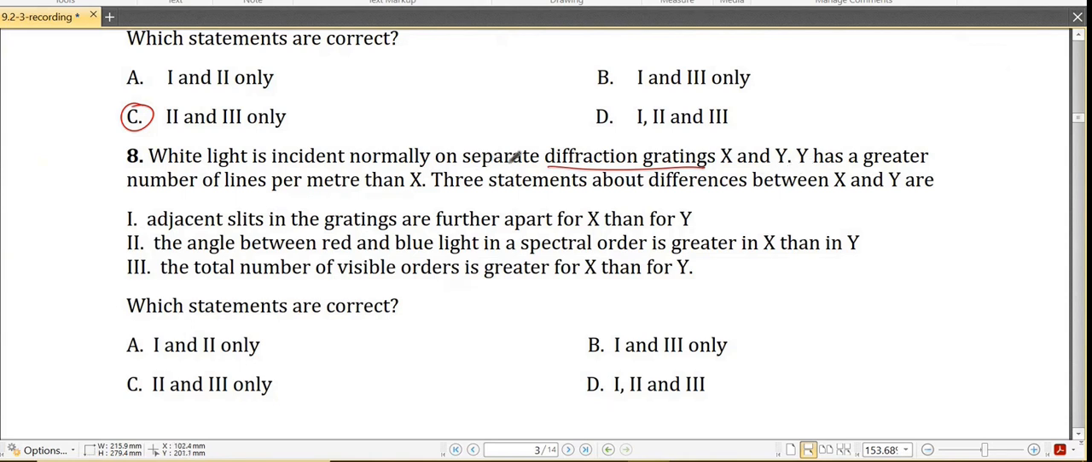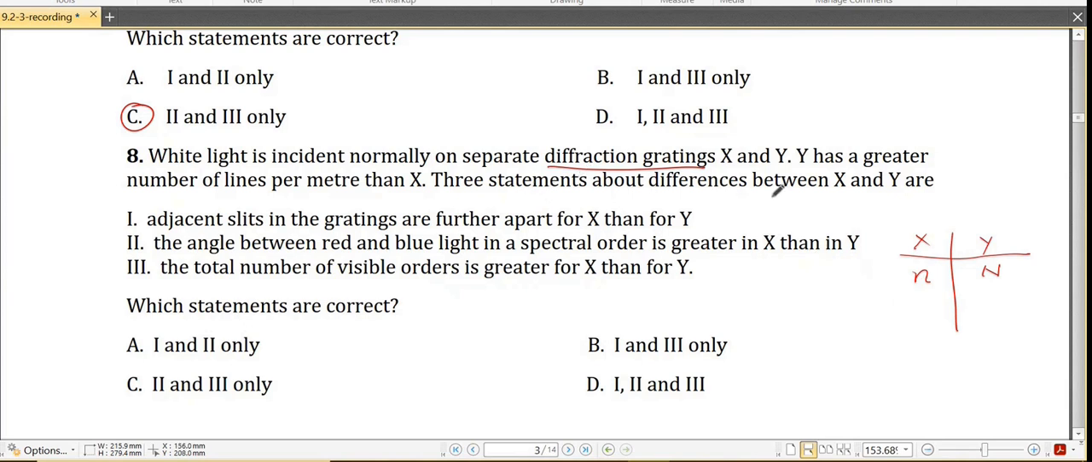So you have diffraction grating X and Y, right? I have told you in class, when the question is talking about two different things, always try to make a table so it becomes easy for you. So X and Y. Y has greater number of lines per meter. So I'm going to use capital N to show that greater number of lines than X. Since X has smaller number of lines, I'll put small n.